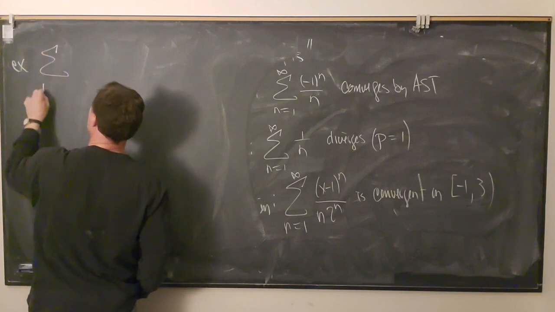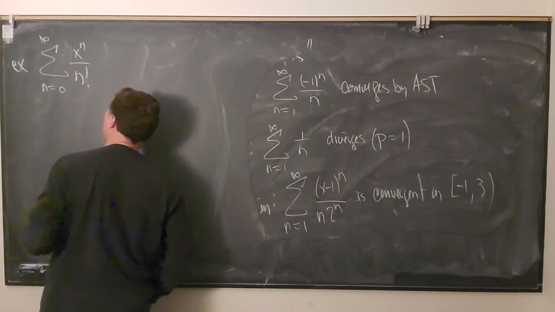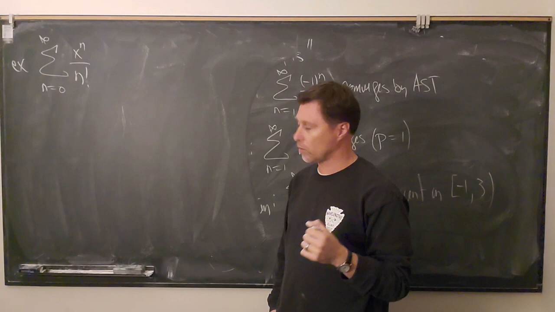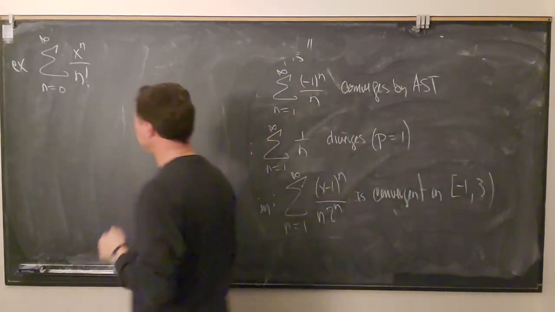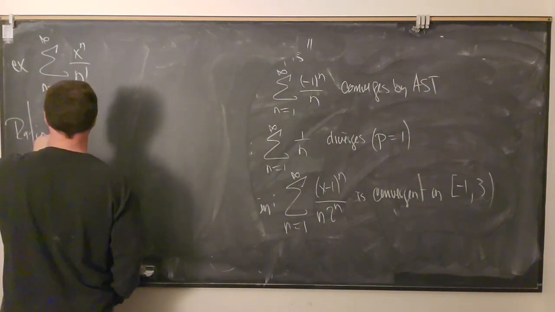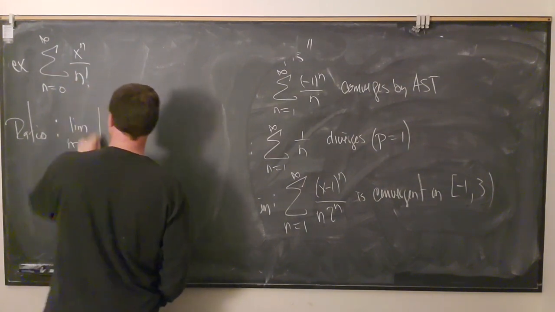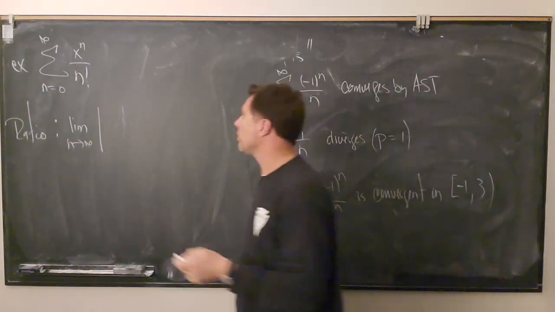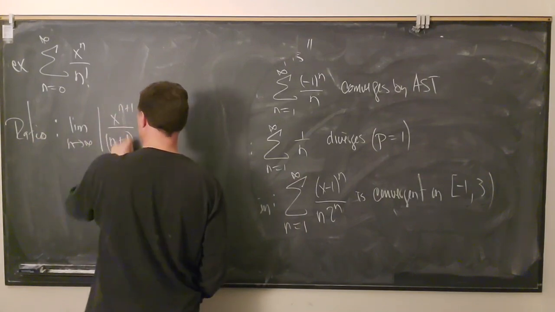So let's look at this other example here. Sum n equals 0 to infinity, x to the n over n factorial. Once again, I'm going to apply the ratio test, and the general question is, for what values of x does this power series converge or diverge? So I do the limit as n goes to infinity. I think we've all done this enough times now that we can just flip and multiply right away. Hopefully you don't think of that as skipping too big of a step.